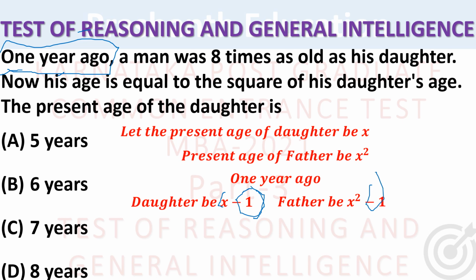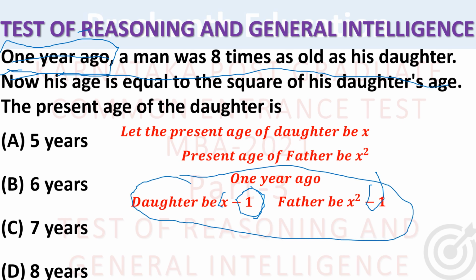Now we have done this one. Okay, and this one year ago is there. Now what is left? A man was 8 times as old as his daughter. Now we need to use this. Okay, and we need to solve this.